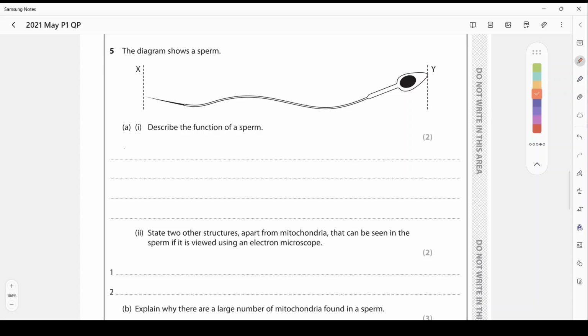So we can say, let me just draw that in purple. To swim to the ovum and join during fertilization.